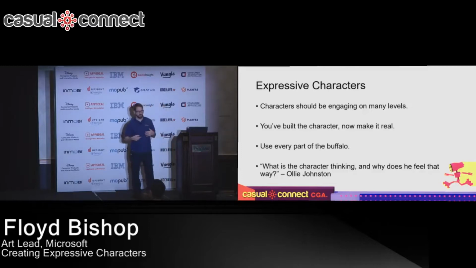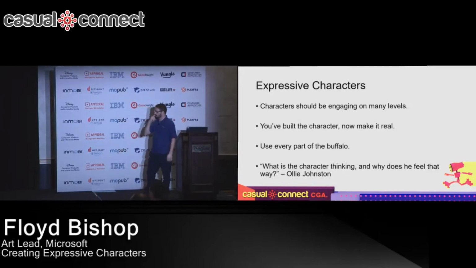A lot of 3D characters have bilateral symmetry. You've got two arms, two legs. A lot of times they're modeled in such a way that they can just be flipped and rigged, so you do the left side and you get the right side for free when you flip it. You don't want your animation to be perfectly symmetrical. Like they say, use every part of the buffalo. I think it was Brad Bird who said that on Incredibles. You've got all this stuff, so use it to the best of its ability to really sell what you're trying to accomplish with the characters. Ollie Johnston said, what is the character thinking and why does he feel that way?